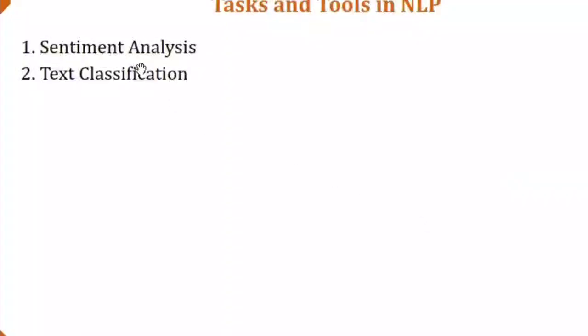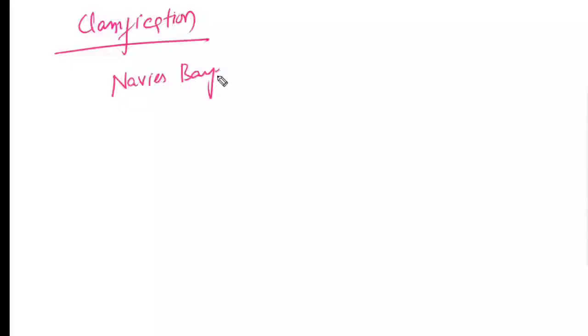Now in NLP, we are going to work on sentiment analysis, which is also called text classification. So for doing this text classification, again it is a classification algorithm. Once again, we are going to work on classification algorithms. This time we are going to work on the classification algorithm called Naive Bayes. Naive Bayes is the algorithm we are going to use in natural language processing. Why? What is the reason behind this? That we are going to see.